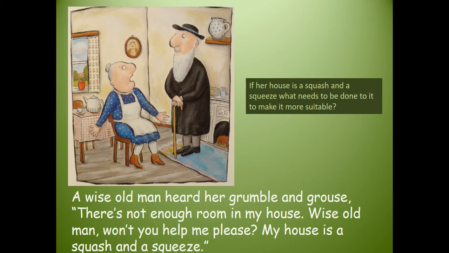Super. So, there's two different answers we could give because if the old lady's house is a squash and a squeeze, that means that it's too small. There's not enough room. So, she could either extend her house by making it bigger by building more rooms, or she could get rid of some of her stuff.